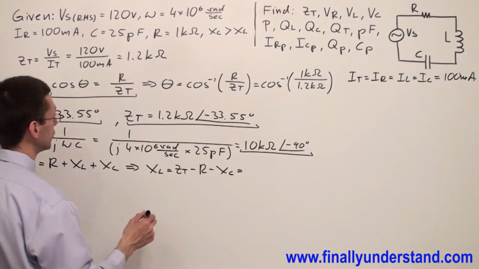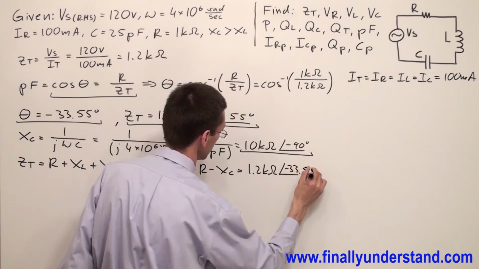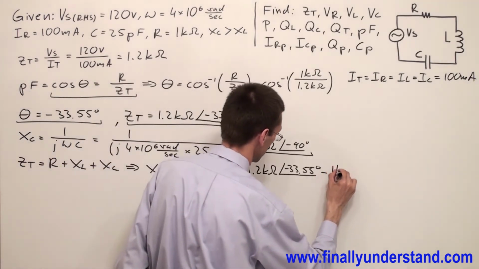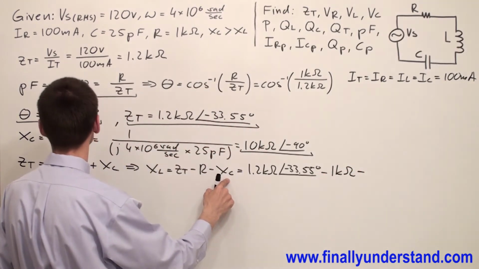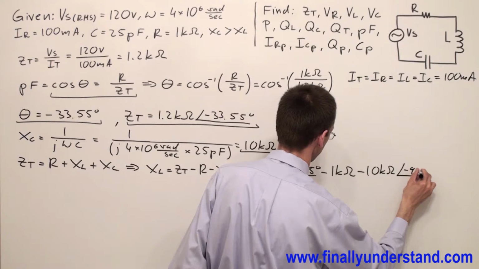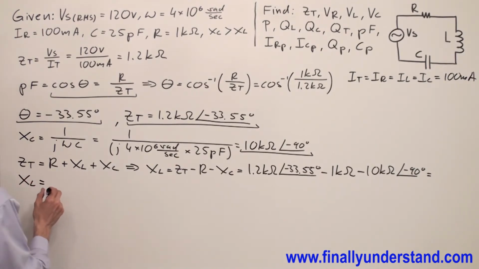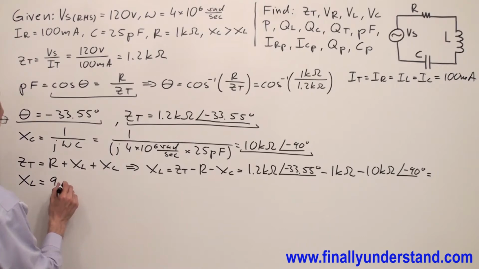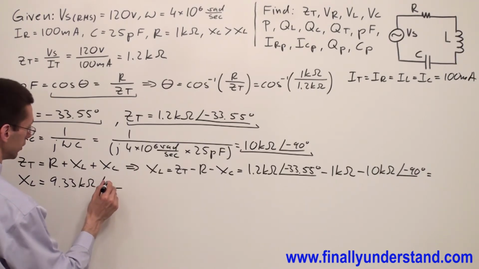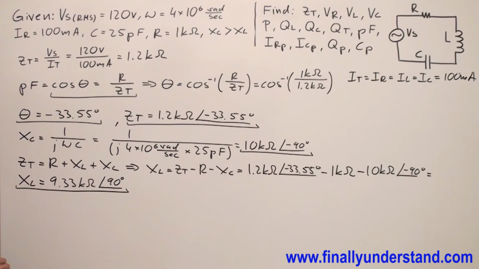Where Z total we found is equal to 1.2 kiloohms and angle of negative 33.55 degrees, minus resistance, which is equal to 1 kiloohm, minus X of C, which is equal to 10 kiloohms and angle of negative 90 degrees. This is equal to 9.33 kiloohms and angle of 90 degrees. So this is the inductive reactance in my circuit.